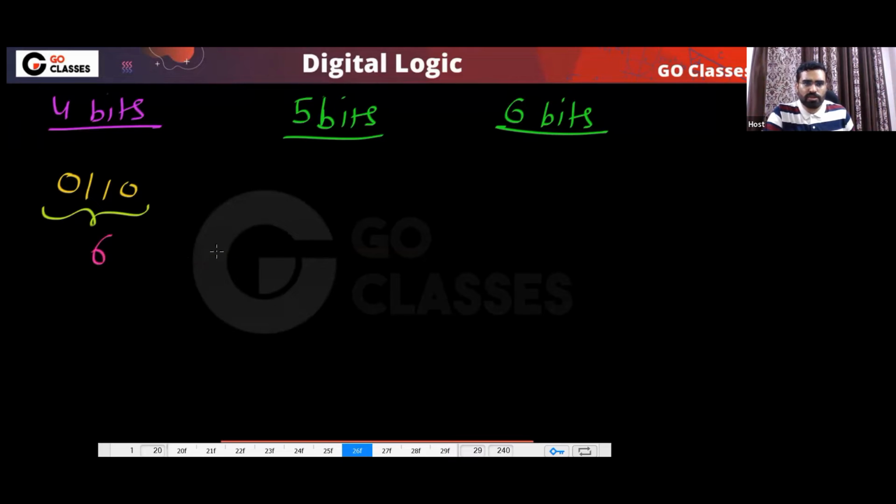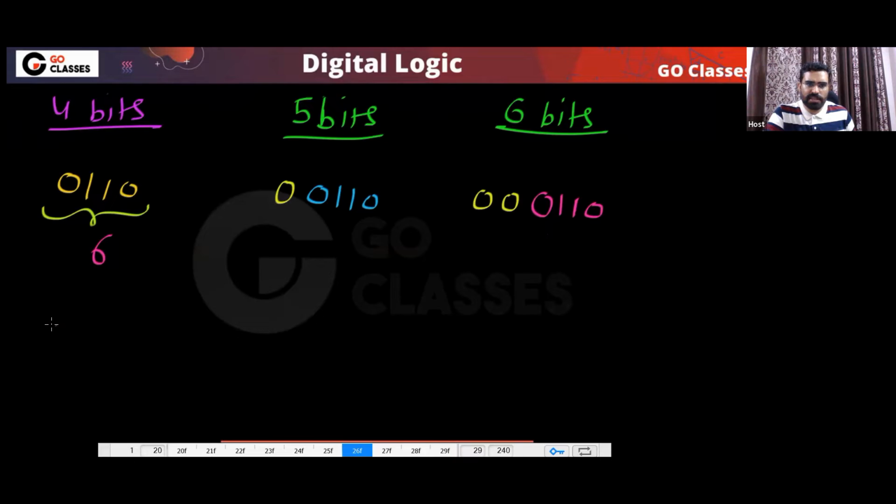So this is 6. Tell me, in 5 bits, what will you get? In 5 bits, you will get 0 0 1 1 0, with this extra 0 put in. In 6 bits, you will put 2 extra zeros, and then 0 1 1 0. No problem. Now let's see this one.